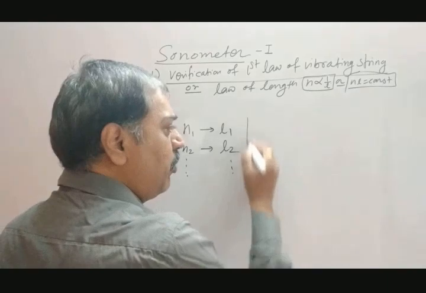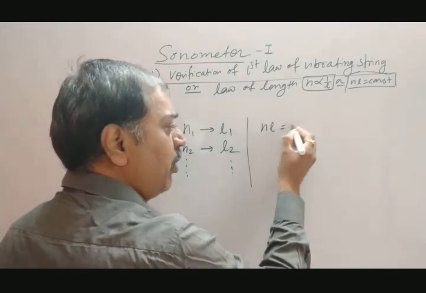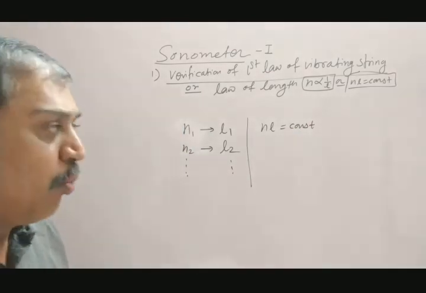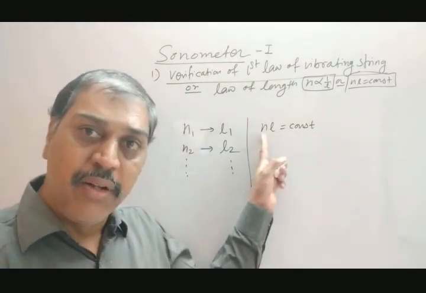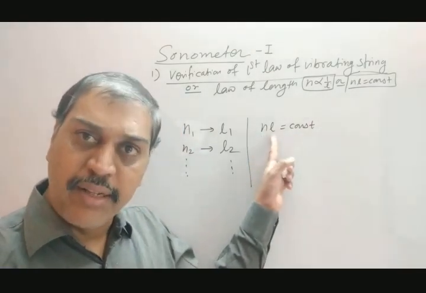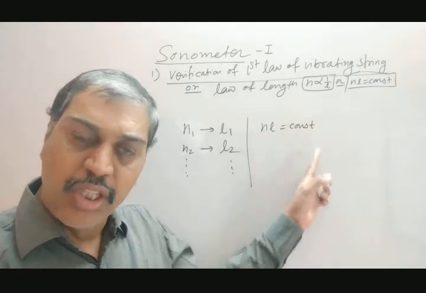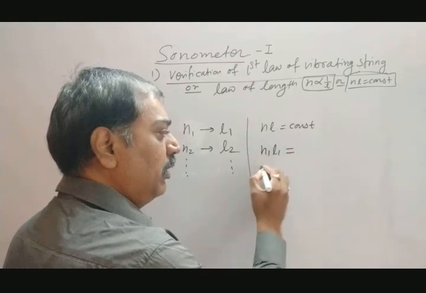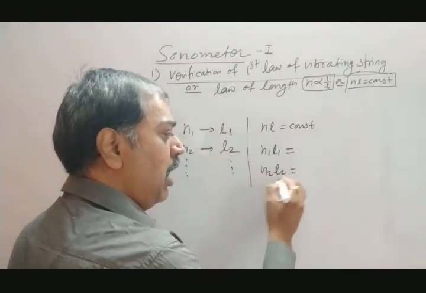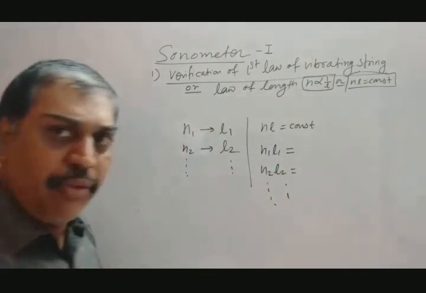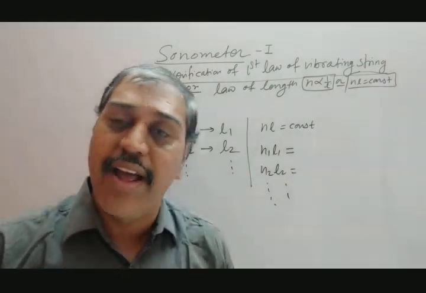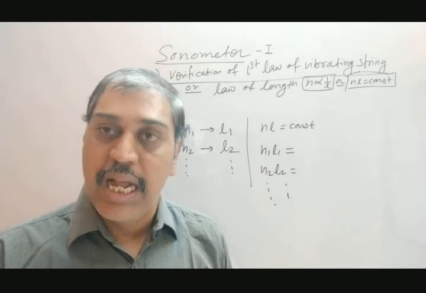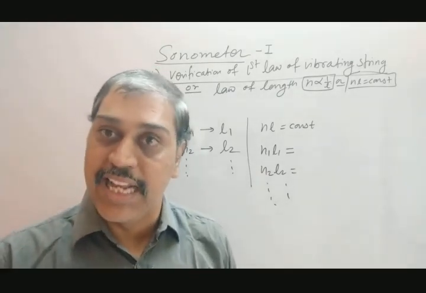What is this? NL equals constant. This is the first law of vibrating string. What does it mean? Whatever frequency you take, whatever the corresponding vibrating length, their product must be constant. Suppose we find N1 L1, then N2 L2, and so on. That product we find out. This product must be the same, and that value must be constant, and that we will observe in the experiment.